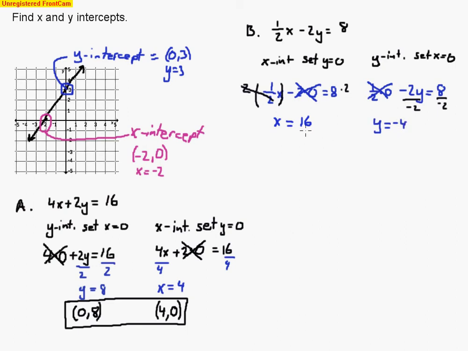So I can write the answer as an ordered pair. I'll write down the value of the x-intercept is 16 when, again, x-intercepts are when y is equal to 0. Over here, y equals negative 4, but that's only when x is equal to 0, because I set x equal to 0. And so those are my two intercepts.